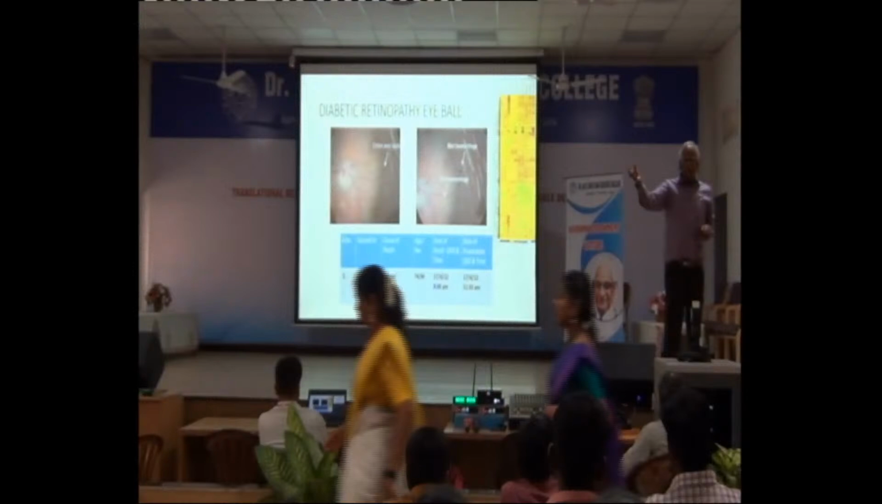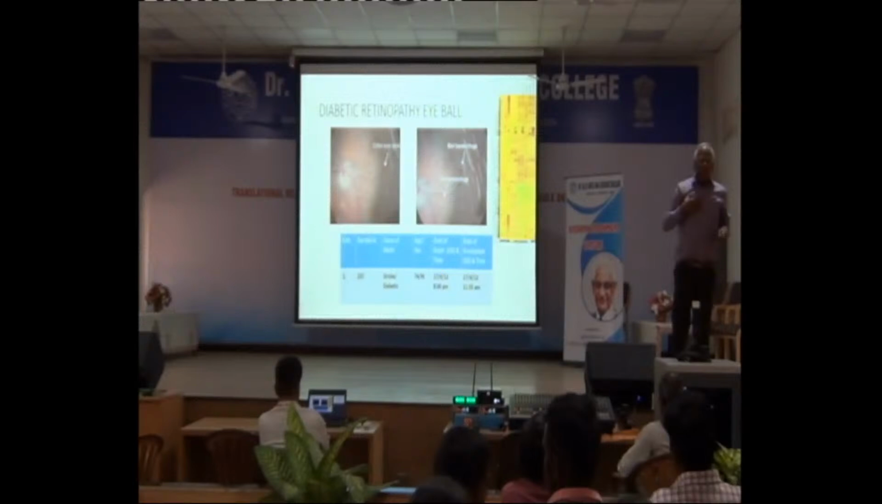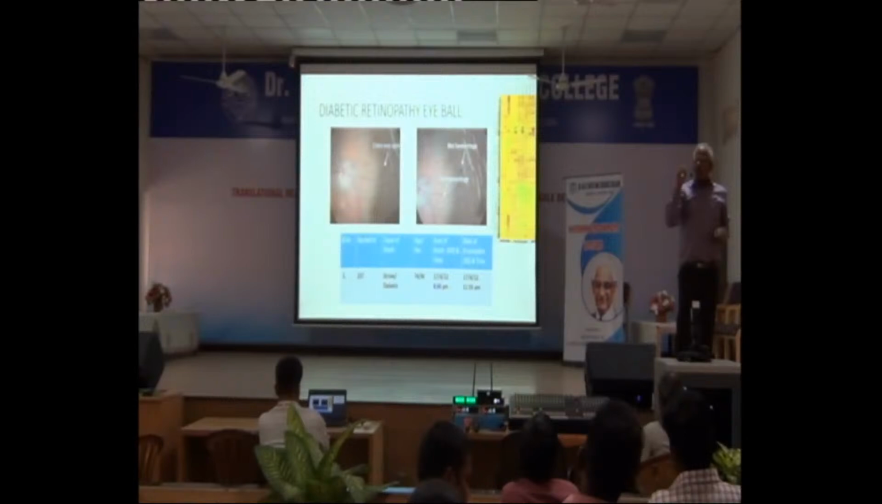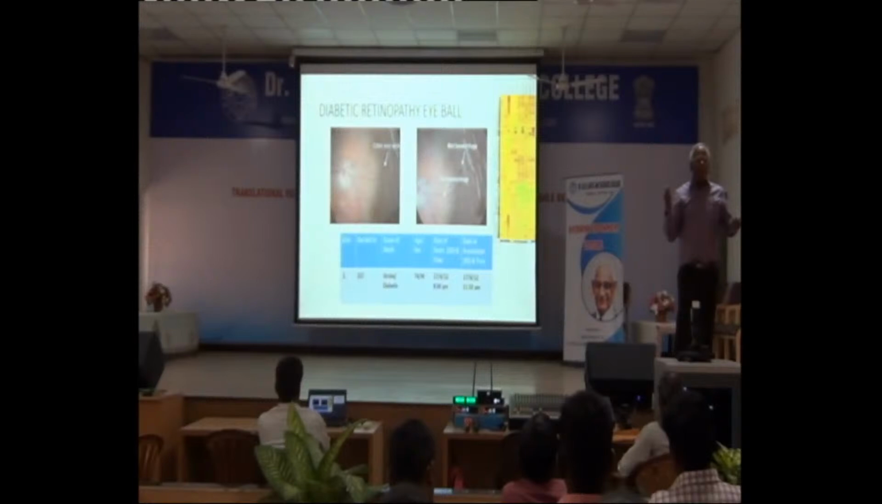For that, we are getting 3,000 eyeballs per year. People are donating the eye. If you go to the US, one eyeball is equivalent to $400. It's very expensive, but here we are getting a lot of eyeballs. You have to use the autopsy or biopsy samples properly for your research. You have to ask a question like, where exactly is the pathogenesis?